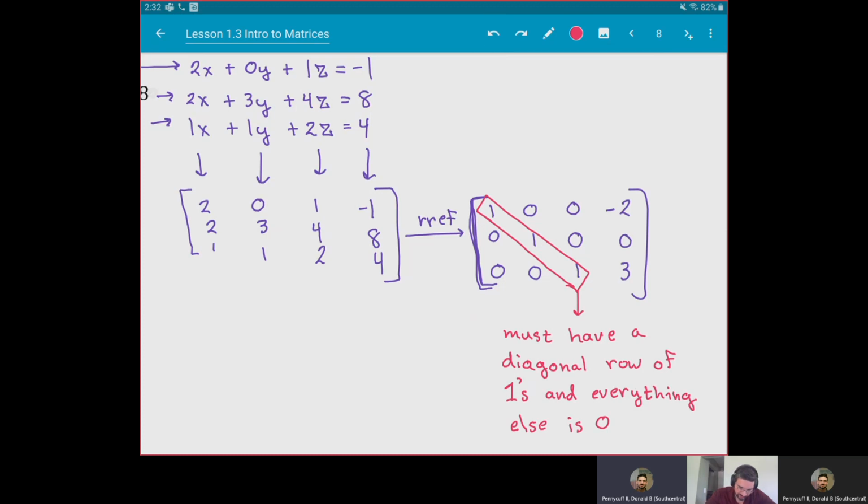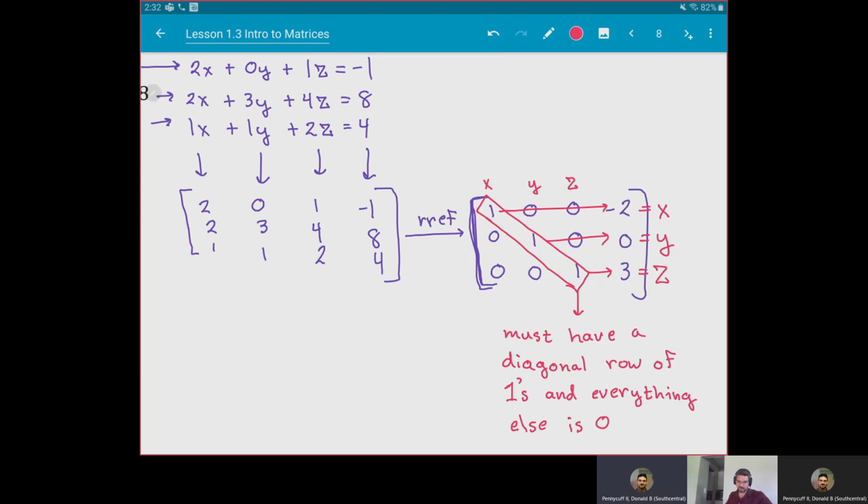Now, if that's the case, remember this first row was X, second one was Y, and this was Z. So this says that X is equal to 2, Y is equal to 0, and Z is equal to 3. So there's your 3 answers. Boom, done.